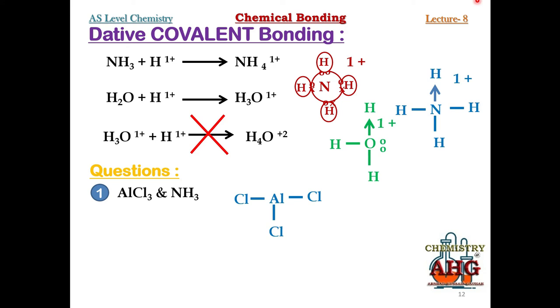Now one more thing that you might have in your mind: why is aluminum chloride a covalent molecule, why is it not an ionic compound? The reason is there are some metal and non-metal compounds which can be covalent due to the process of polarization. So you must remember it is possible for metal and non-metal compounds to be covalent due to polarization. So aluminum chloride is covalent due to the process of polarization.